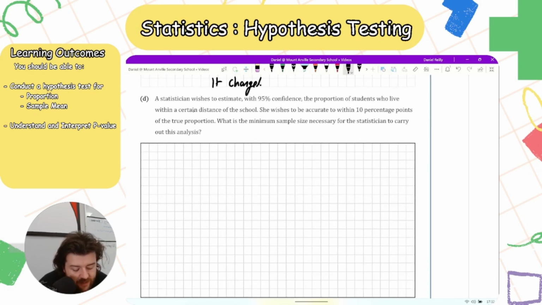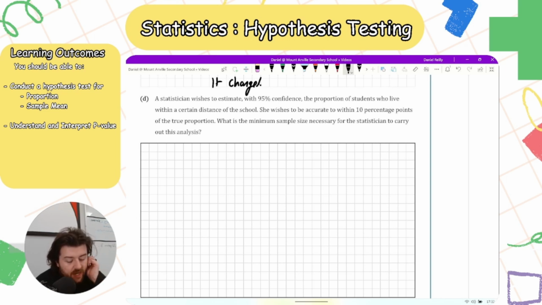And finally, a statistician wishes to estimate, with 95% confidence, the proportion of students who live within a certain distance of school. He wishes to be accurate within 10 percentage points of the true population. What is the minimum sample size necessary for the statistician to carry out this analysis?